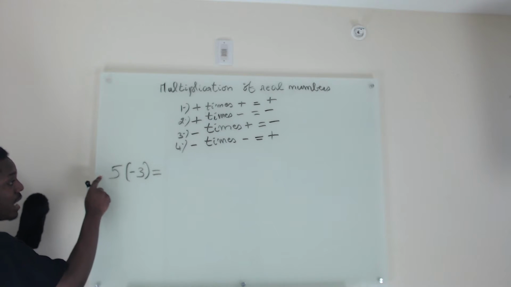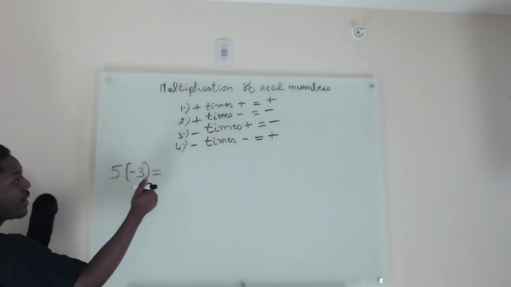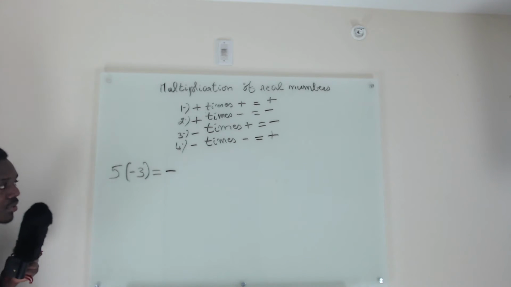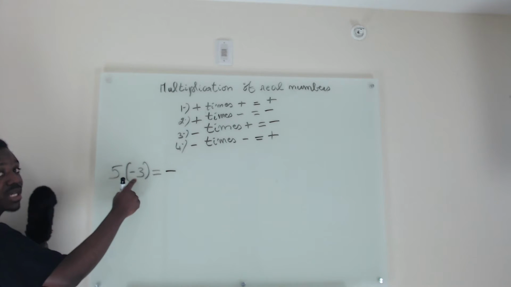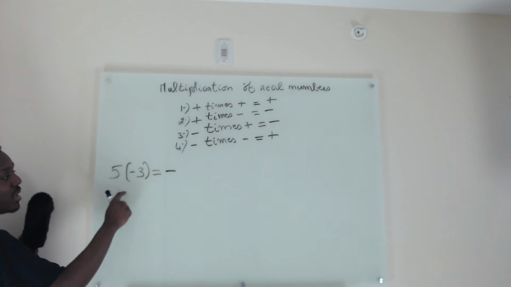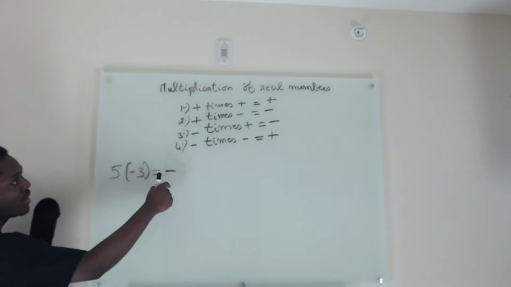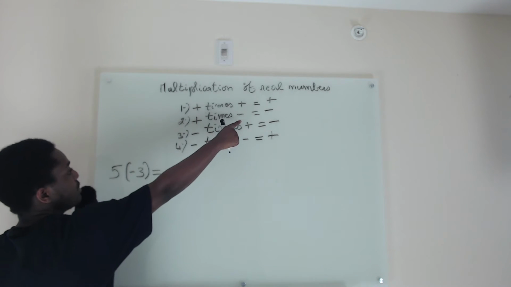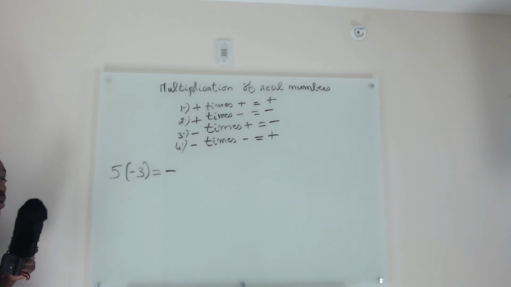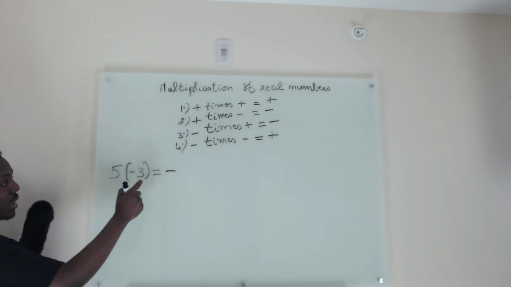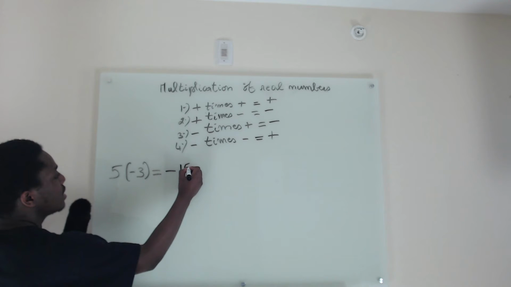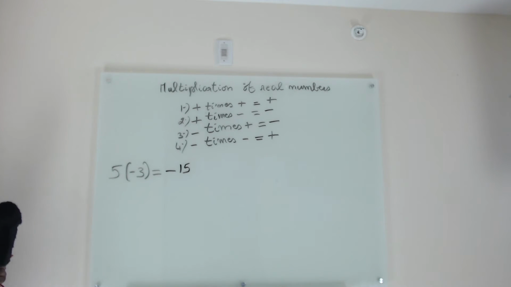So when you have a positive times a negative, the answer is a negative. You take the sign of the first number and multiply it by the sign of the second number. A positive times a negative is a negative. As you can see here, positive times negative is negative. After you do that, then you multiply the numbers. So 5 times 3 is equal to 15. So this is how you multiply real numbers.